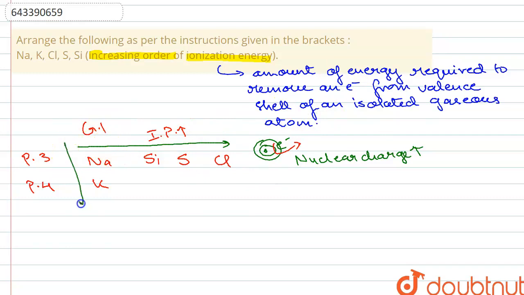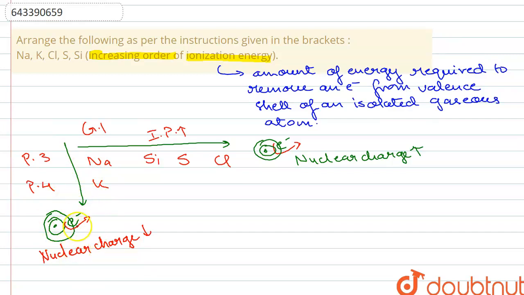Let's see what happens as we move from top to bottom. So as you move from top to bottom down the group, the number of shells increases in an atom, and the number of electrons in the outermost shell remains the same. Because of the increased number of shells, there is an increased distance between the nucleus and the outermost shell, and so the nuclear attraction decreases, and because of the decreased nuclear attraction, the electrons in the outermost shell are very loosely bonded with the nucleus, and so it is easy for us to remove an electron from the outermost shell of elements that are present on the lower side of the periodic table.